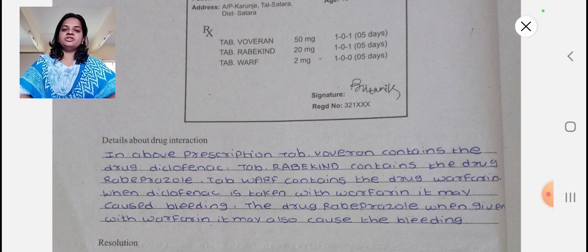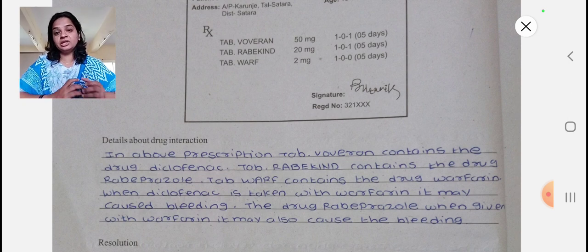Similarly, when rabeprazole, the antacid, is taken with warfarin, an anticoagulant, it may also cause bleeding. Because of this, bleeding occurs.